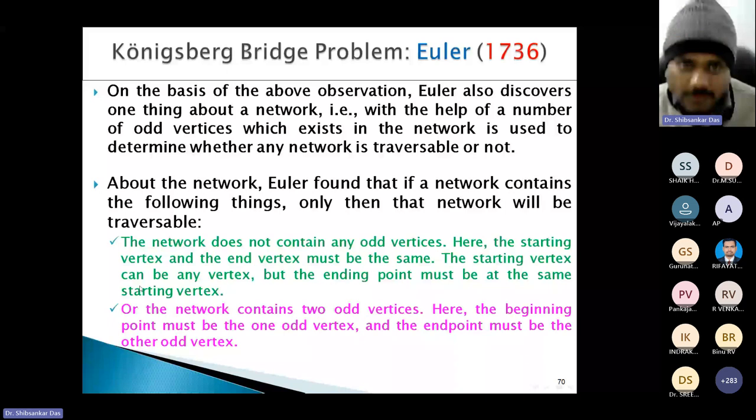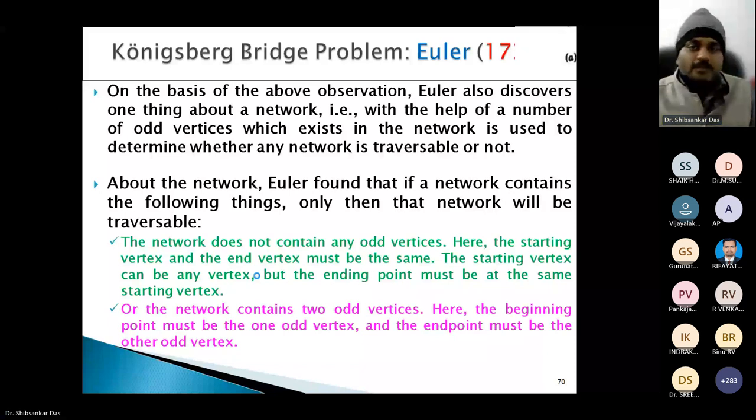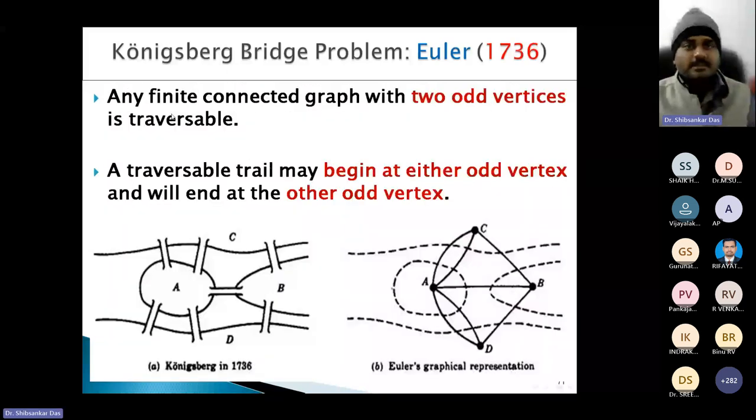And what about a closed walk? A closed walk requires that all the vertices be of even degree. That is why two odd degree vertices is traversable, and if the degrees do not fit, it is not traversable. See, this is 1, 2, 3, 4, 5, and this is 1, 2, 3. This is not traversable.